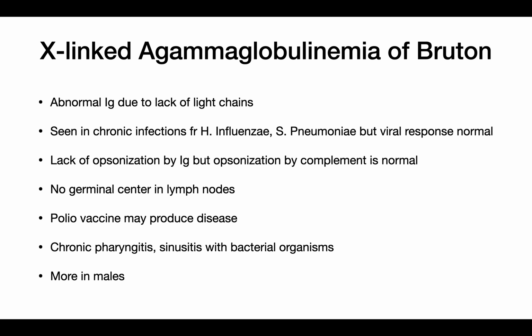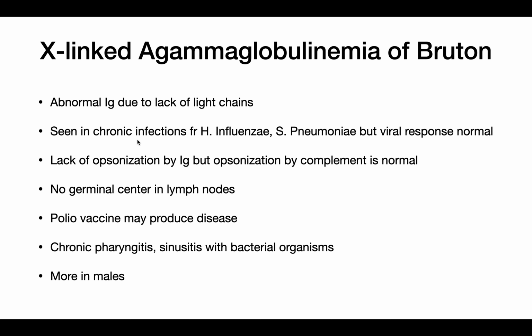X-linked agammaglobulinemia of Bruton is an abnormality of immunoglobulins due to a lack of light chains. So these are going to be seen in chronic infections, like the flu and pneumonia, but the viral response is normal. So remember, the viral response doesn't need the immunoglobulins. There's no cell-mediated immunity involved.